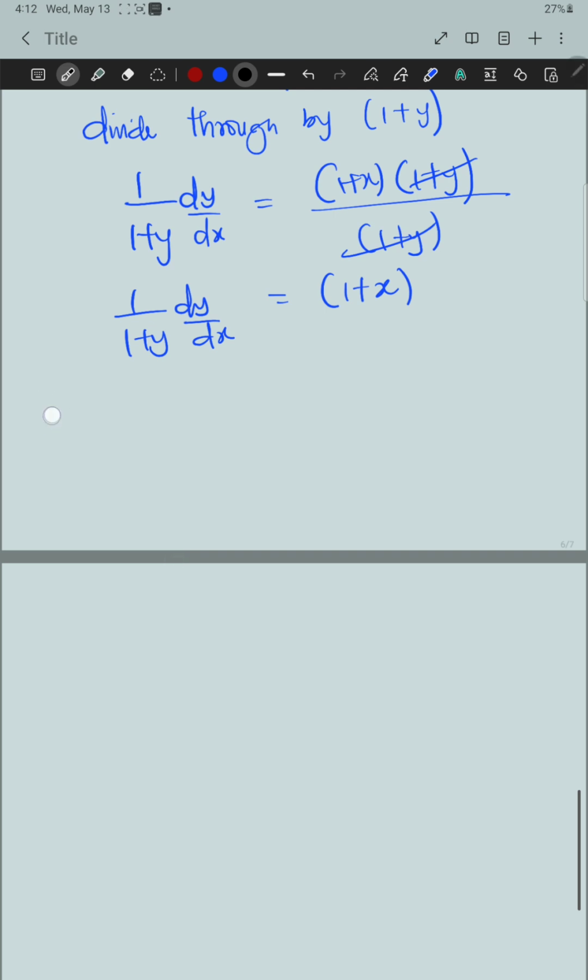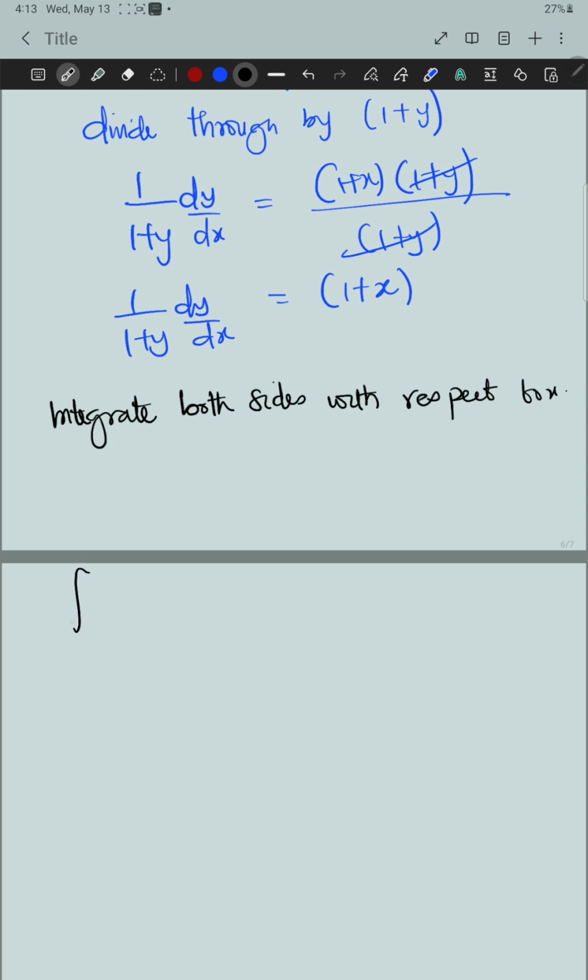Integrate both sides with respect to x. Did you see that? So let's integrate both sides. We have the integral of 1 over 1 plus y, dy over dx dx, is equal to the integral of 1 plus x dx. Did you see that? This cancels this as usual.